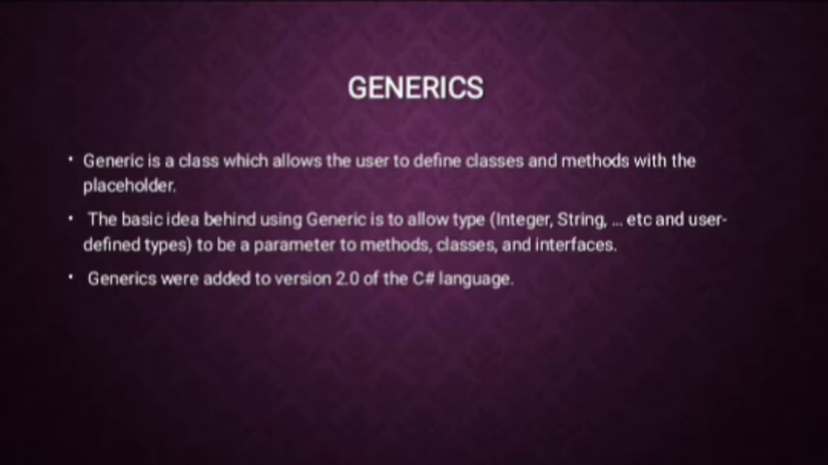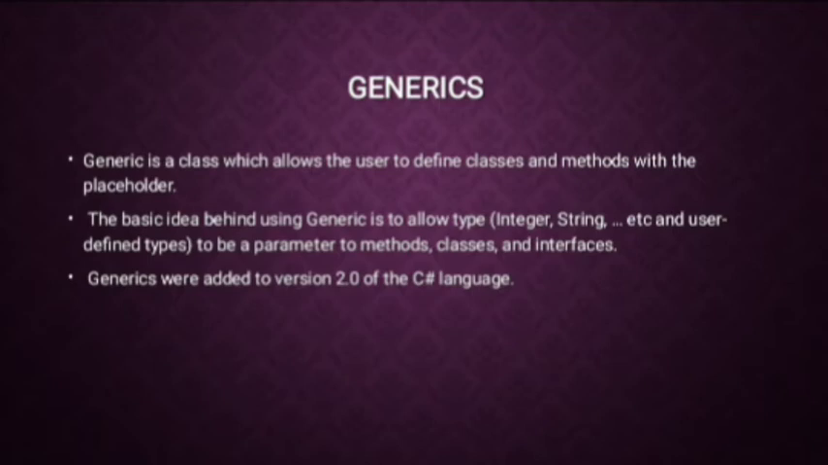There are two ways to define generics in our program. The basic idea behind using generics is to allow a type. What are the types? Integer, string, any data type that we can use in generic methods can be used in sample code as a parameter to methods, classes and interfaces. We can implement the data types, such as integer, string, float or any other type, into the methods, classes, interfaces or main methods, anytime.